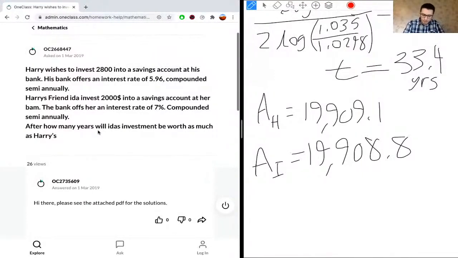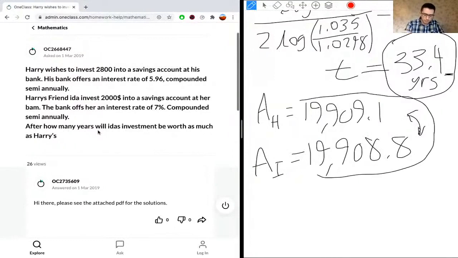I've already plugged these in. So you can see that these numbers are very close. The reason they're off by a little bit is because this was an approximation, because there were more decimal places over here, but I just didn't write them down. So these two are essentially equivalent when 33.4 years has passed. So both their investments are the same.